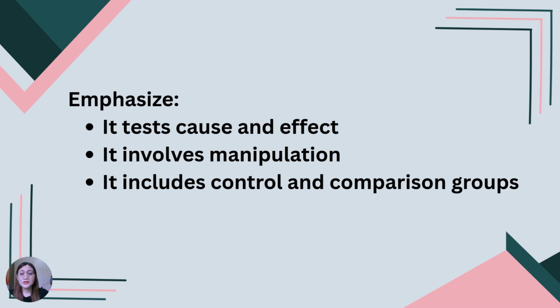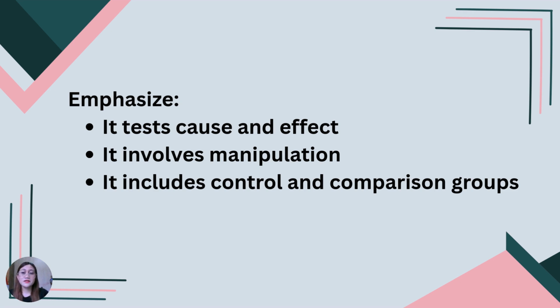If the results show a significant difference between groups and other factors are controlled, the researcher can conclude that the independent variable caused the change in the dependent variable. That is why experimental research is considered the strongest design for establishing causality.